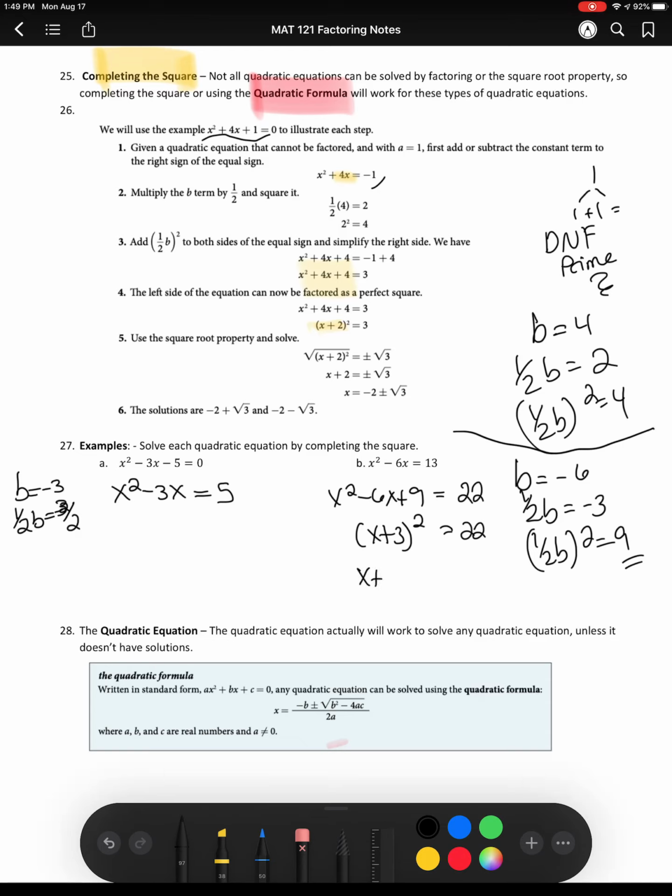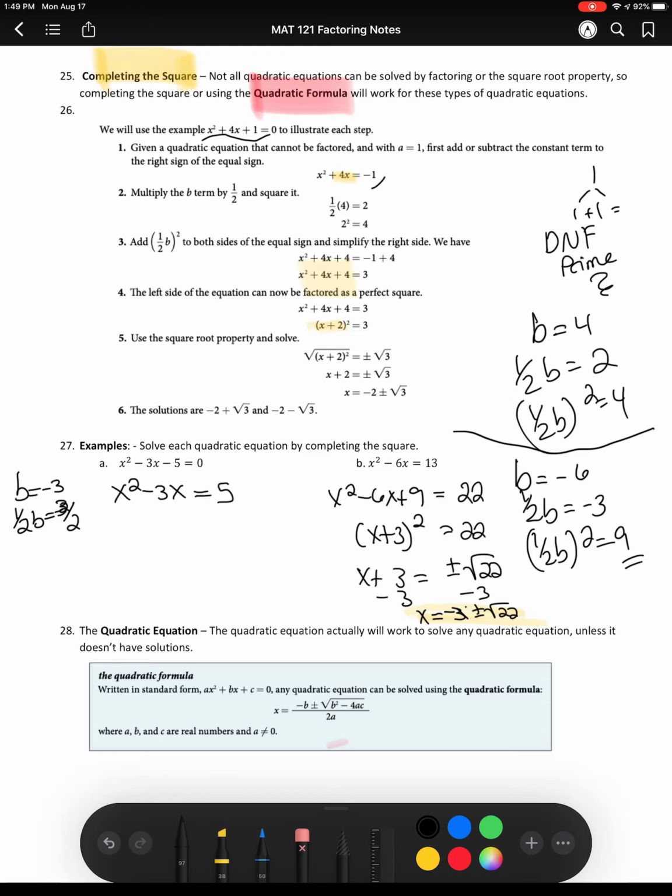Take the square root of both sides, and remember that gives us a plus or minus the square root of 22. Subtract 3. So x is equal to negative 3 plus or minus the square root of 22. And I can't simplify that anymore. All right, that's the completing the square process.